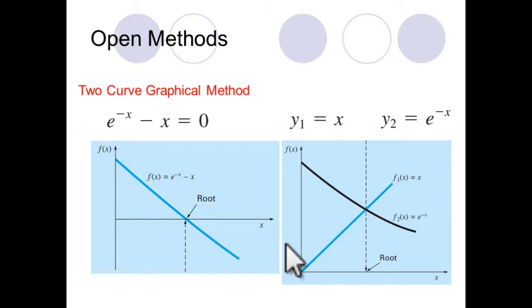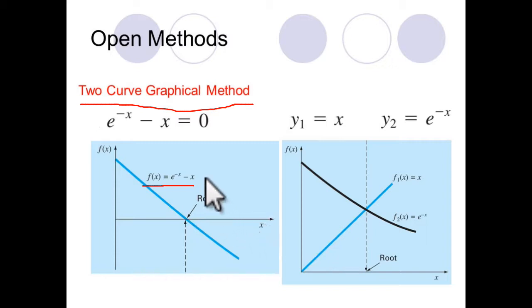Of course, there is another technique which is called the two-curve graphical method. It helps us in understanding the convergence properties of the fixed point iteration. So this is why we will have a look at it. Just assume that we have a function and it crosses the x-axis at a certain point, which will give us the root of the function.